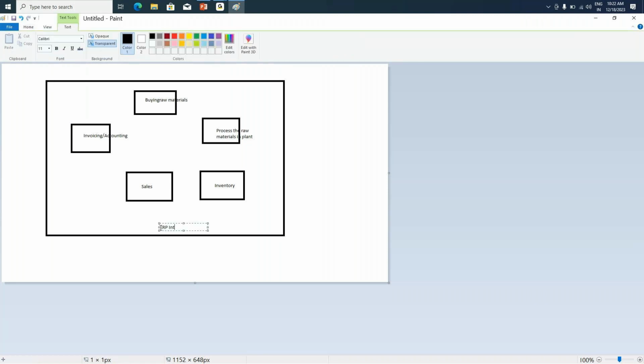ERP integrates all the above work processes.